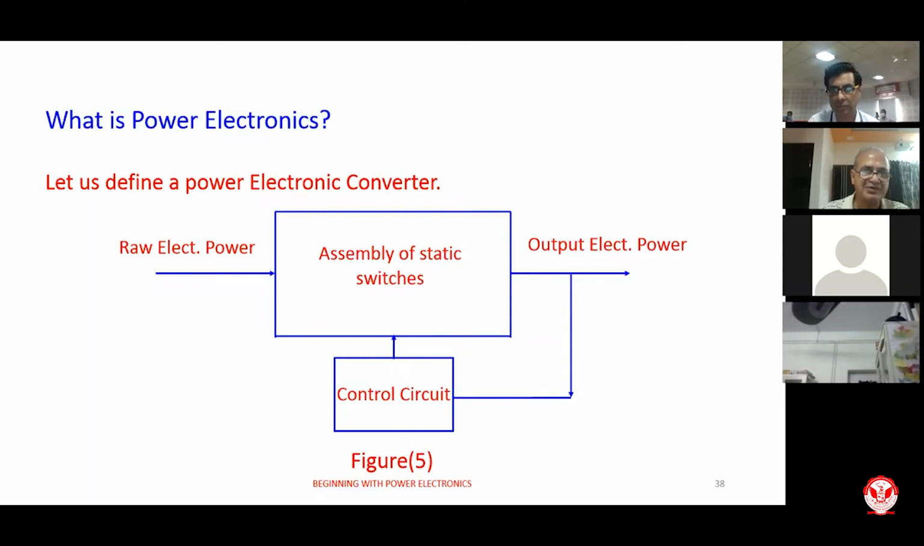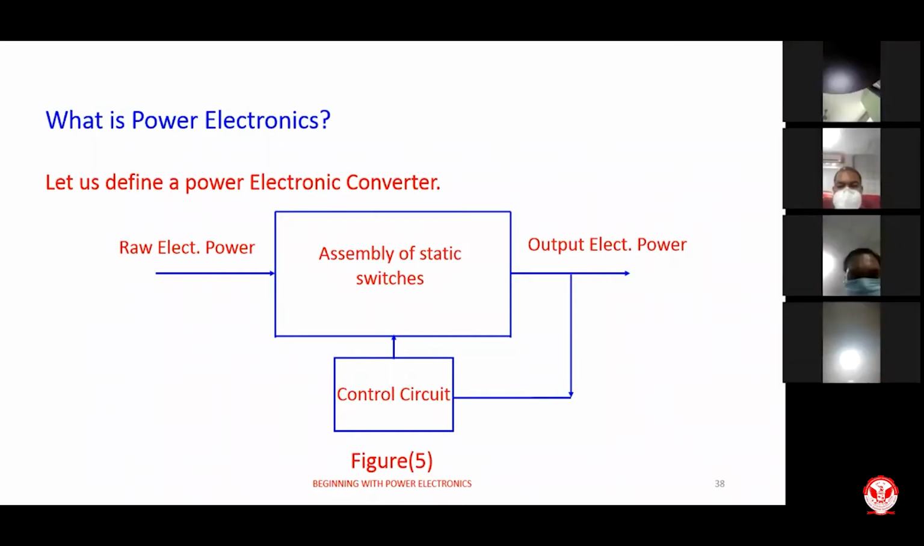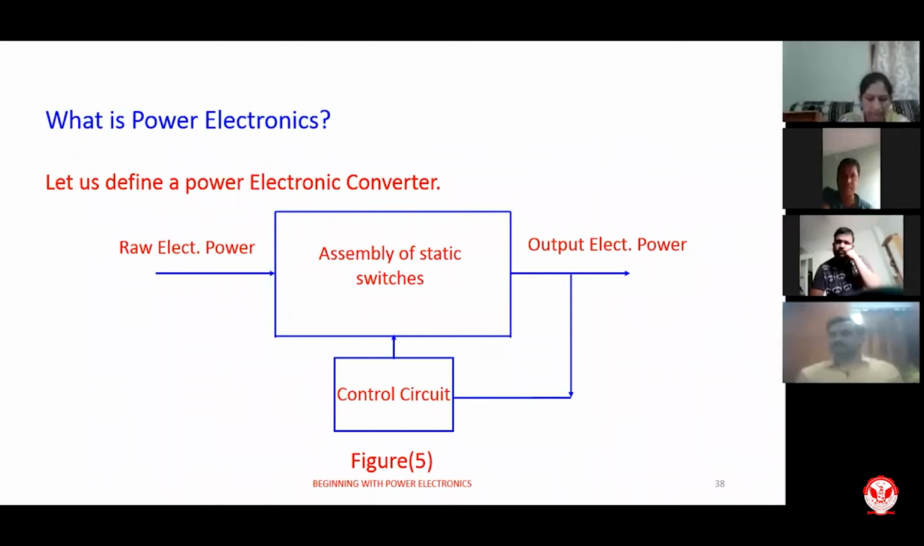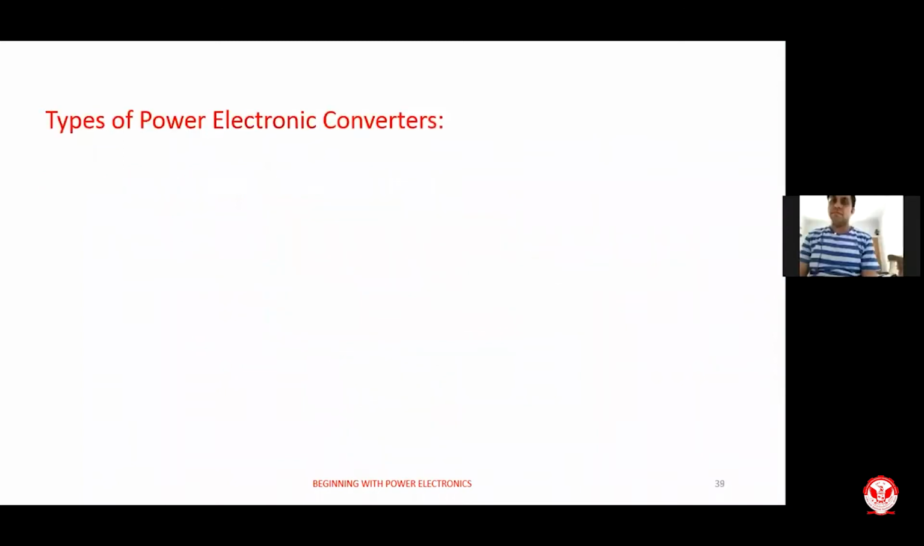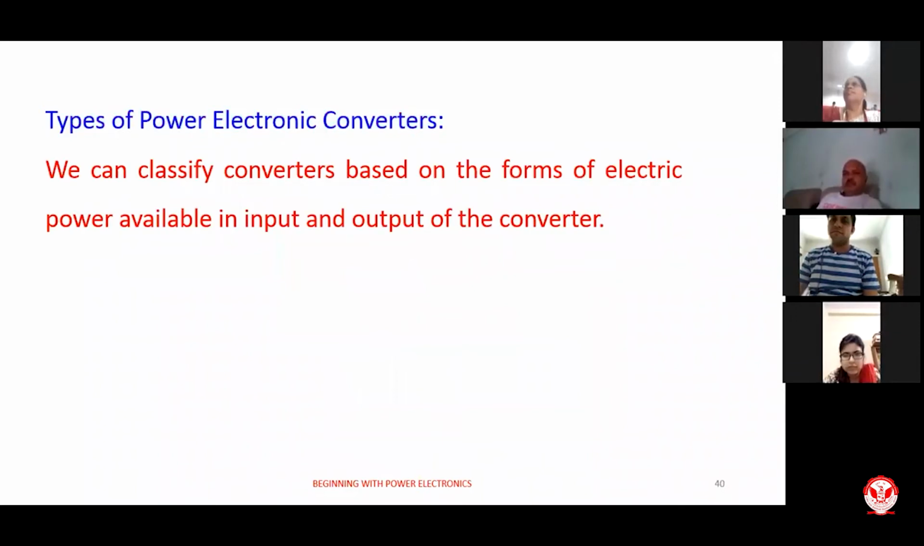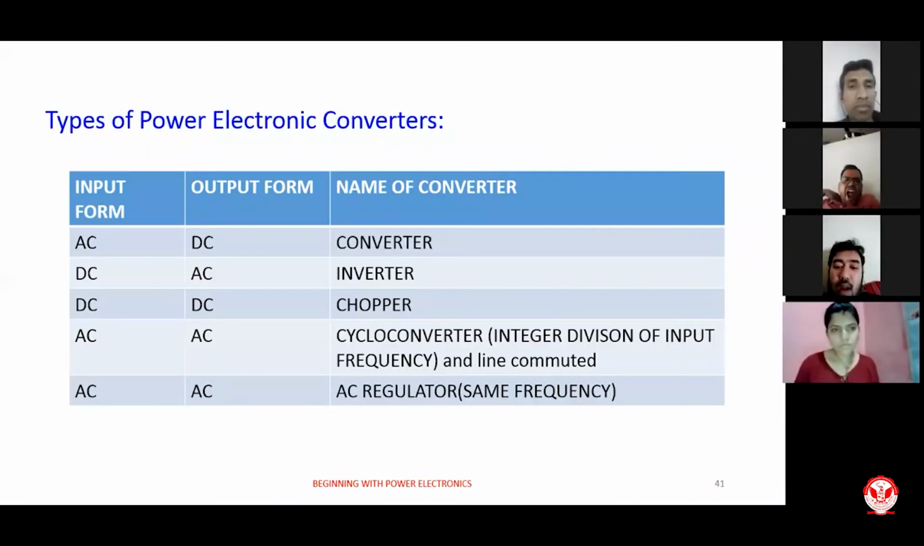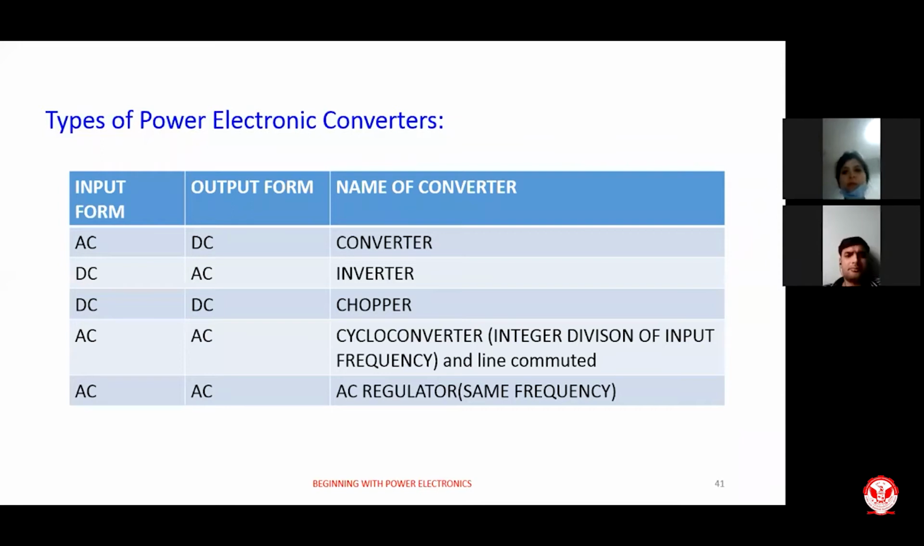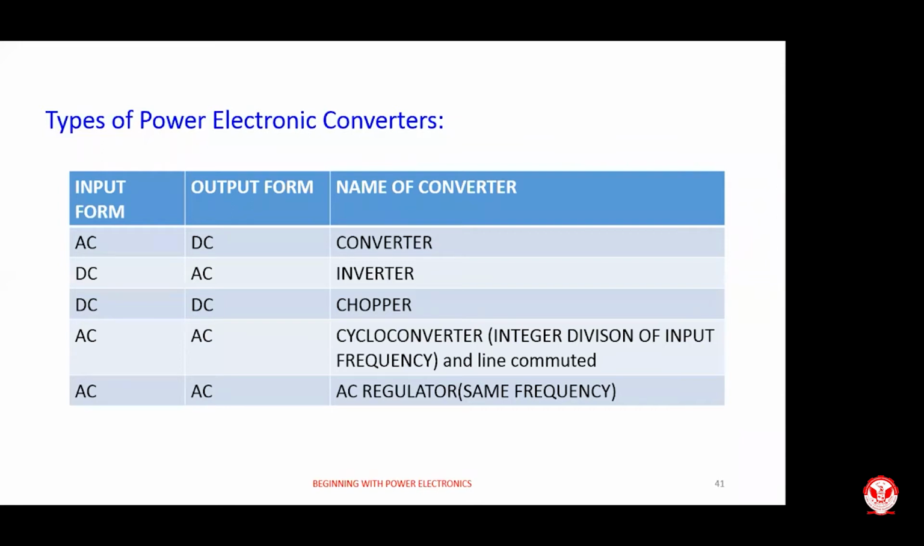Operation of an assembly of switches causes electrical power to take a new shape, which offers the optimum performance of my load. So all power electronic converters are basically converters. But let's see, as far as the old definition is concerned, how do we classify converters? Mostly we classify converters based on in what form the raw electrical power is available and in what form the converted power is available to the load.